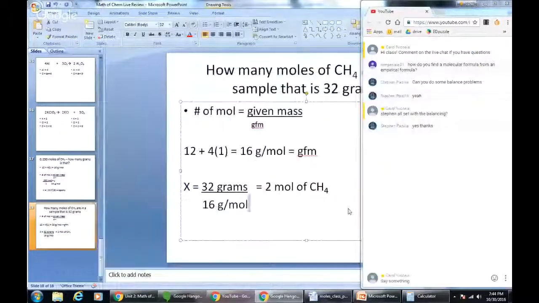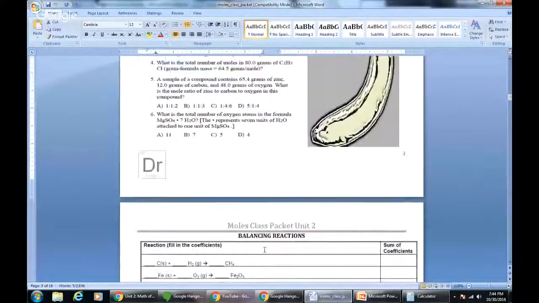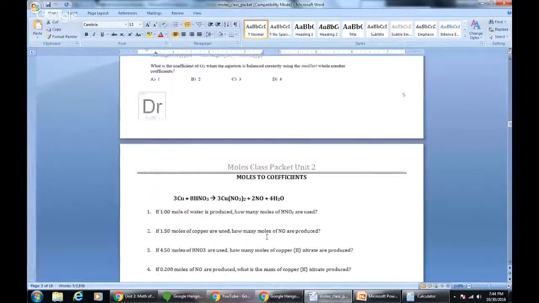Mole ratios, I need to do mole ratios. And then we did gram formula mass, and moles to grams and grams to moles. All right, so mole ratio, let me do that quick and then we'll be done. Okay, all right, mole ratio, let's go find a good question. Oh, I had one before.